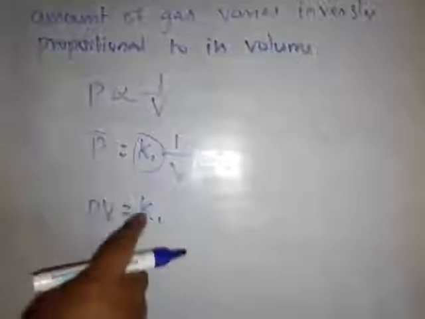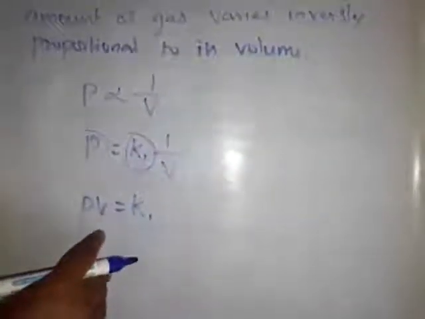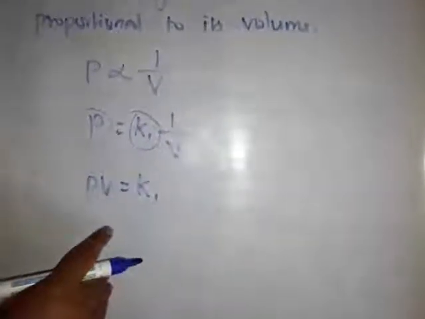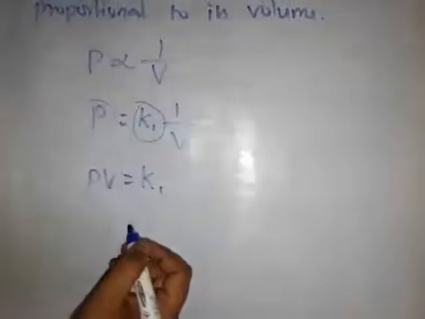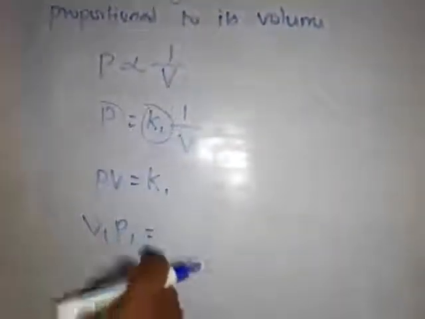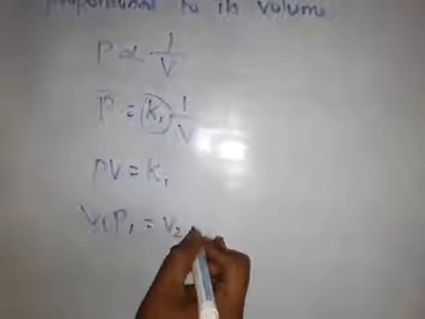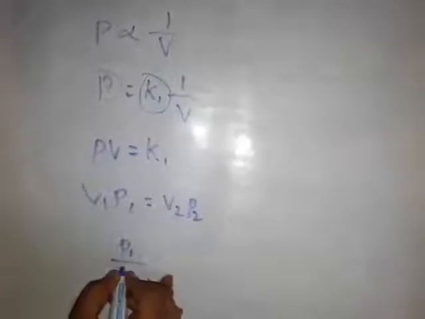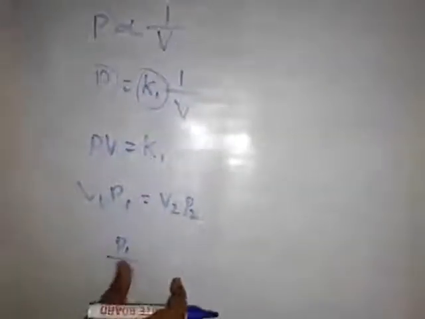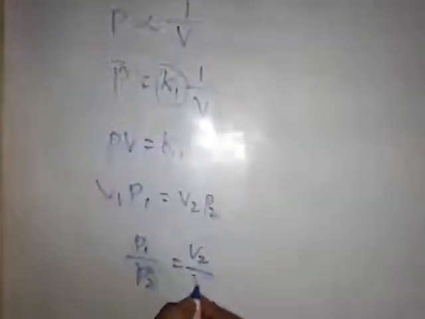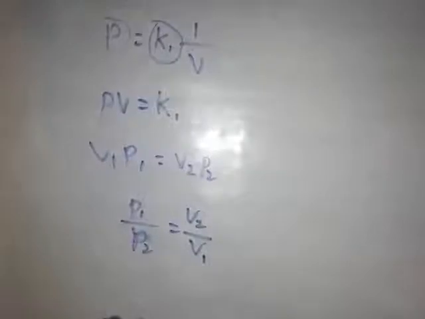It means that at constant temperature, the product of pressure and volume of a fixed amount of gas is constant. So if a fixed amount of gas at constant temperature occupies volume V1 at pressure P1, and then becomes volume V2 at pressure P2, then on rearranging, P1 divided by P2 equals V2 divided by V1. So this is the relationship.